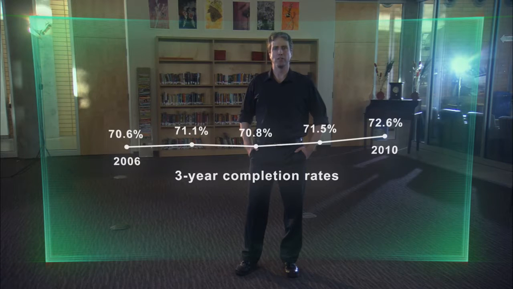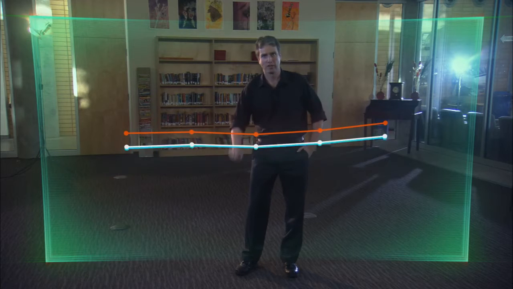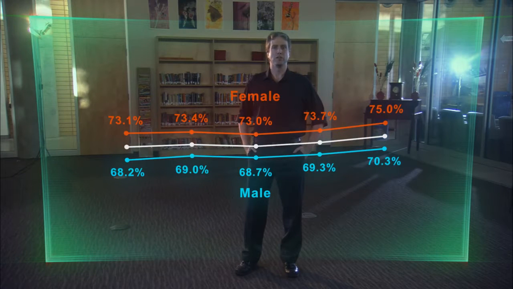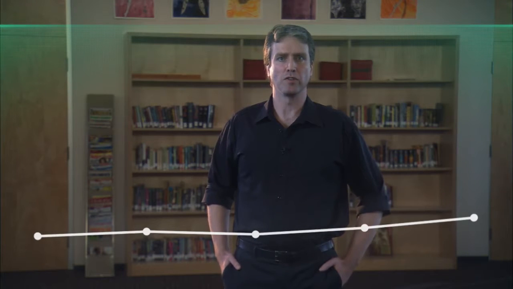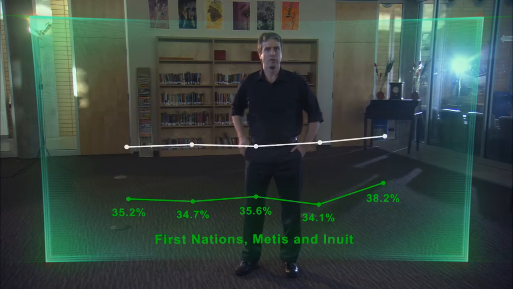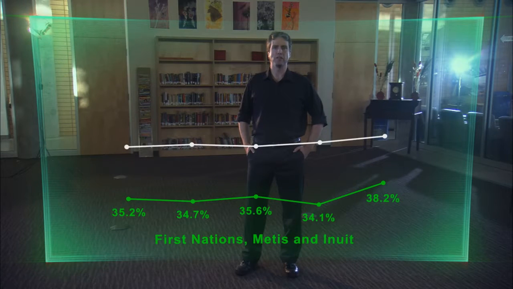What else do the numbers tell us? Let's add a line showing the results for females and another line showing the results for males. As you can see, the completion rate is consistently higher for females than males, the difference in a given year being around 5 percentage points. Now let's take a look at results for self-identified First Nations, Métis, and Inuit students. The results are pretty clear. Fewer First Nations, Métis, and Inuit students complete high school, with 3-year completion rates only half that of the general population. However, results did show improvement in the most recent year, which is promising.